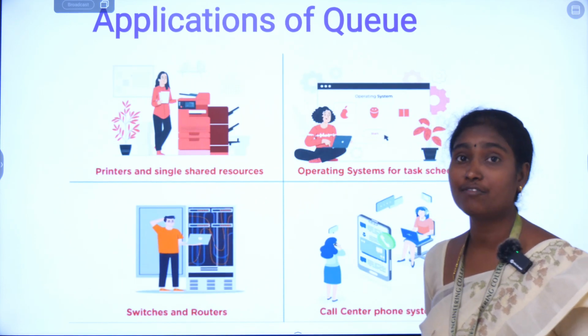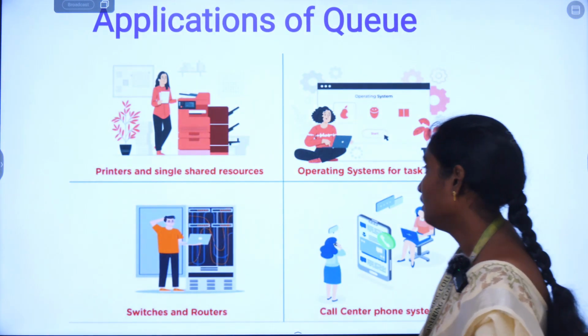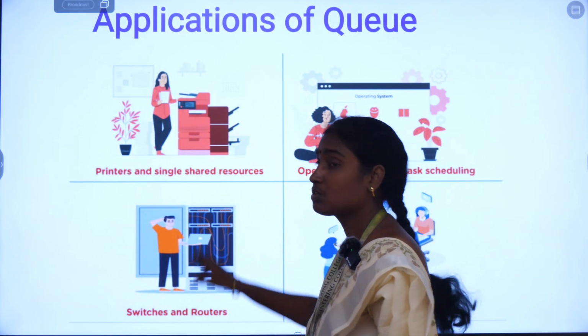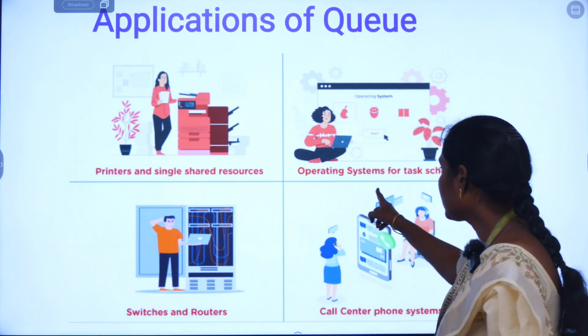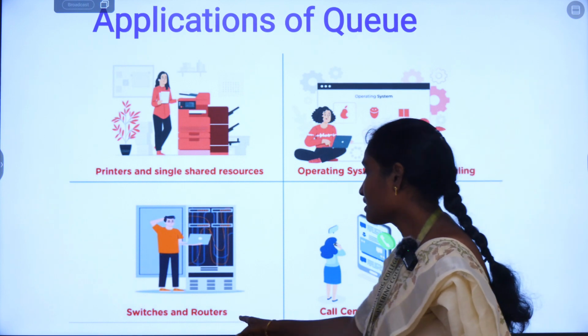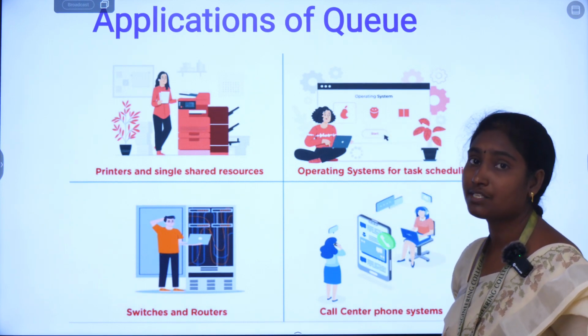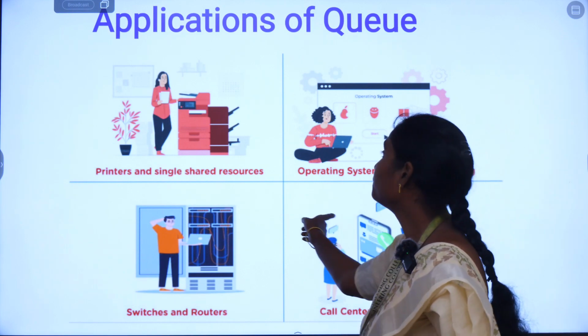Next, applications of queue. Here I have given some real-time scenarios. Printers, a single shared resource, is one of the applications. Next one is operating systems for task scheduling. Switches and routers, call center phone systems. These are some real-time scenarios where we are using queue.